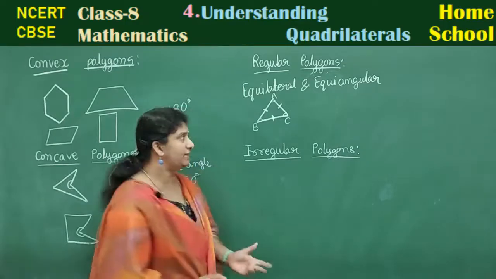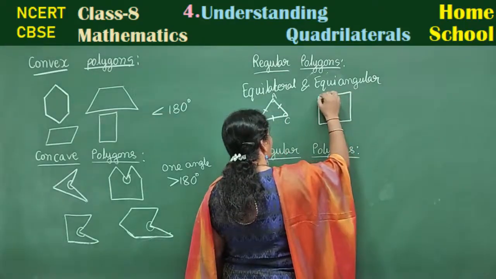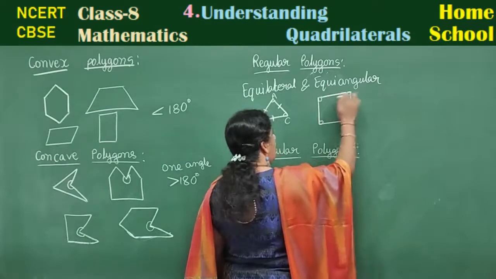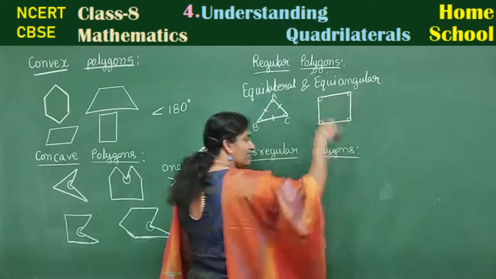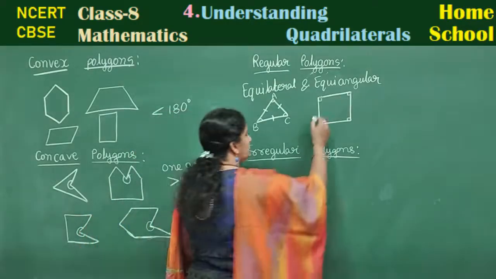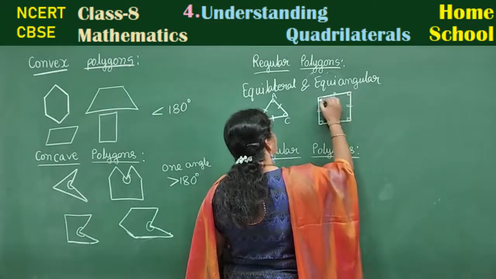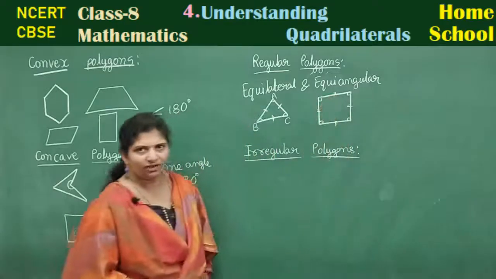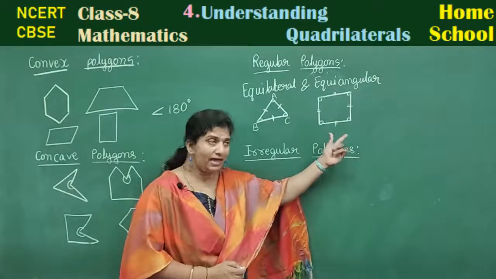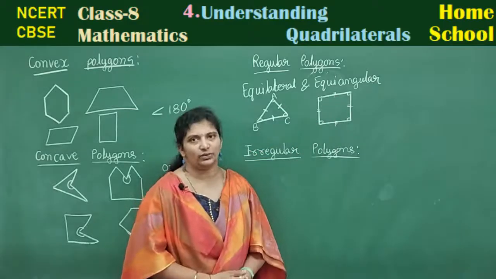Shall we take one more example? Let me take a square, a four-sided quadrilateral. In a square, what happens here? All angles are equal. If all angles are equal, what is it? It is equiangular. In a square, all sides are also equal. You may take a double line or a single line, you can take any way. This square is equiangular and equilateral. All sides are equal. All angles are equal.